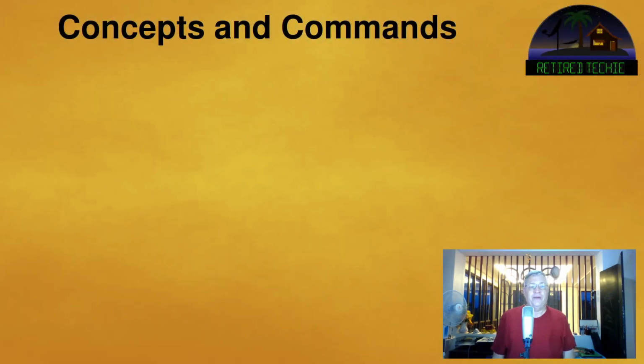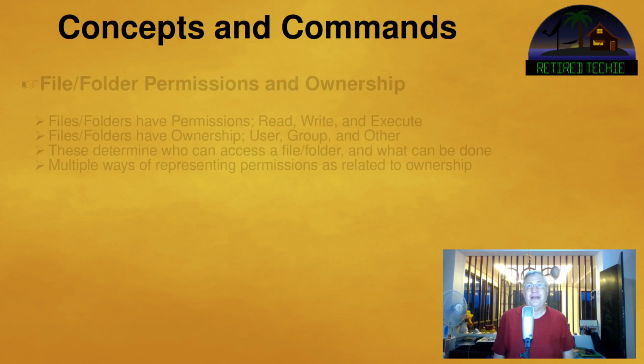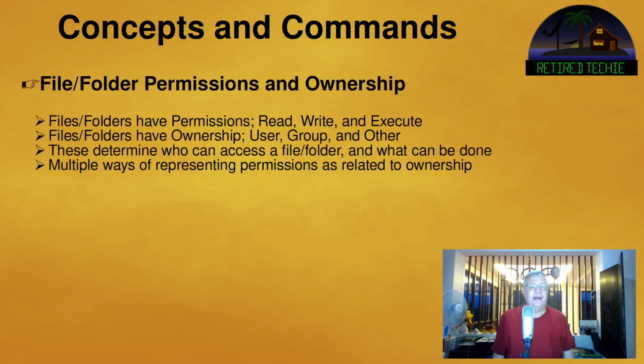So getting right into it. First subject, file, folder, permissions, and ownership. So basically, everything in Linux is a file or a folder. That's not exactly true, but it's a good concept. Files and folders have permissions. There's 3 permissions you can have. You can have 1, 2, or 3, not just one, but there's 3 permissions: read, write, and execute. Things like deleting files are covered by write.